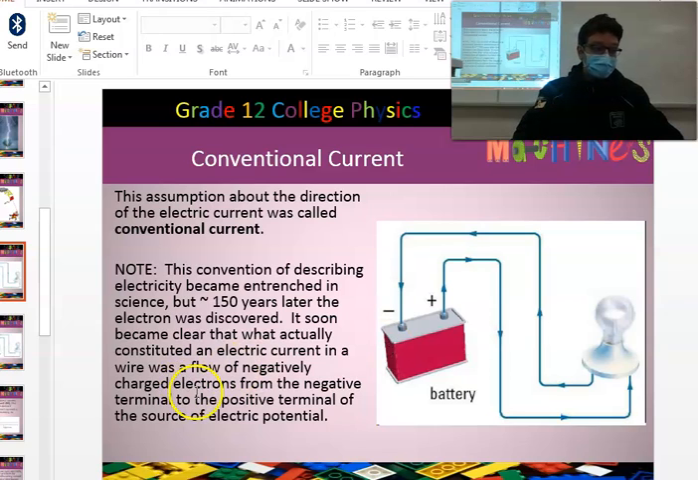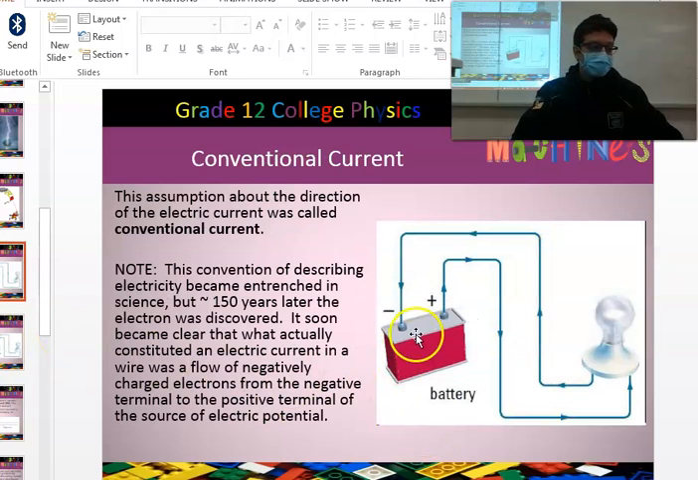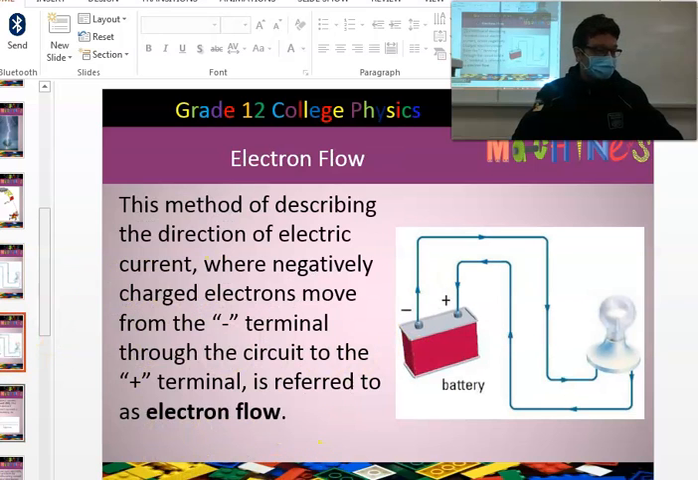Now that's not what actually happens. What actually happens is what we call electron flow, where the current moves from negative to positive. Right? But we're so used to the convention that we used for hundreds of years, that it moves from positive to negative, that we still use that in textbooks today. And because it doesn't change the result of any experiment, there really is no need to change it, right? So this is called conventional current, and this is called electron flow.